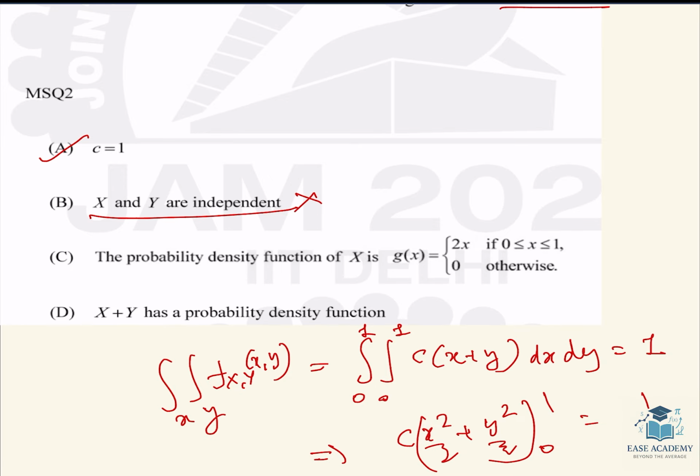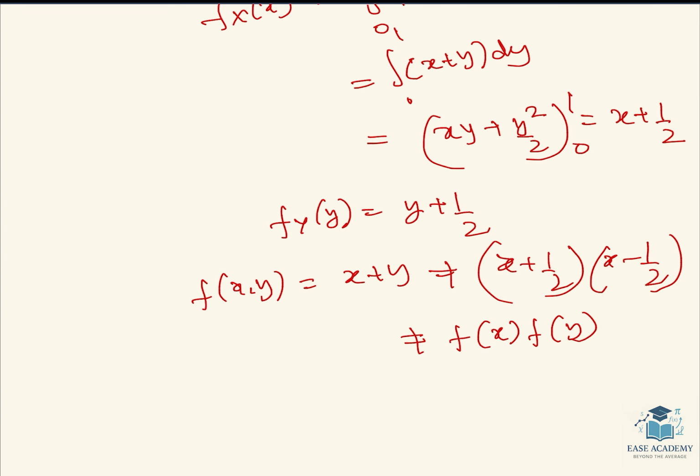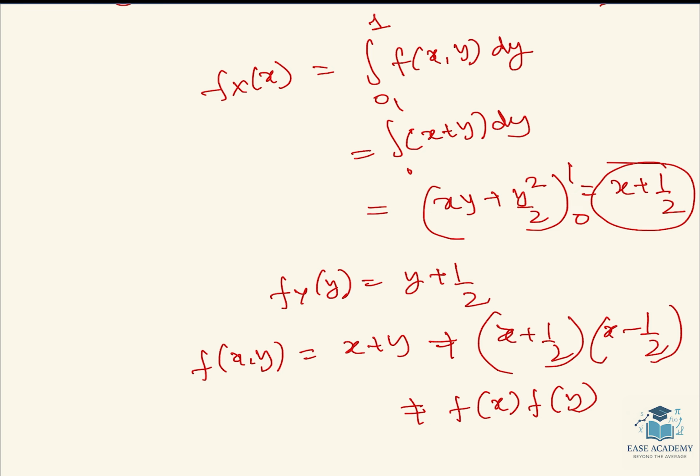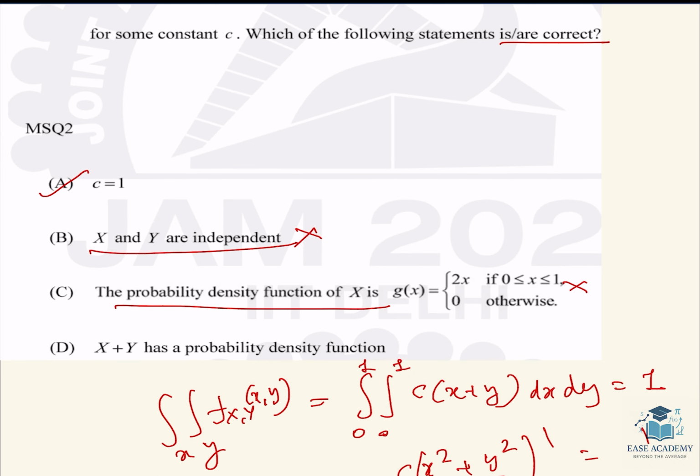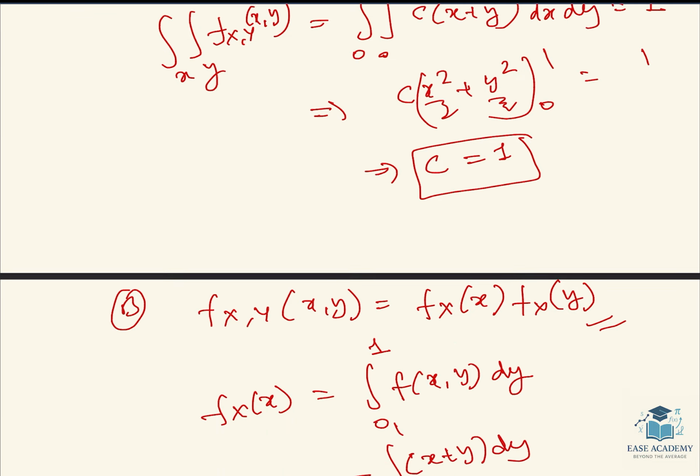तो ये तो गलत है. अब probability density function of x, वो तो अभी हमने निकाला, that is ये है. तो इसका मतलब ये तो गलत ही है. अब हमें probability density function x plus y का निकालना है.